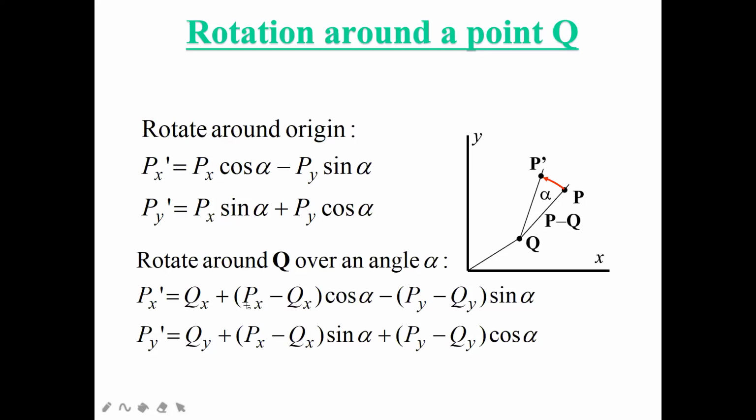Okay, so now what is the formula? The cos and sine will be in the same place. I'm not going to disturb it. Instead of px only, I have to write (px minus qx) into cos alpha minus (py minus qy) into sine alpha. Okay, then what happens here?